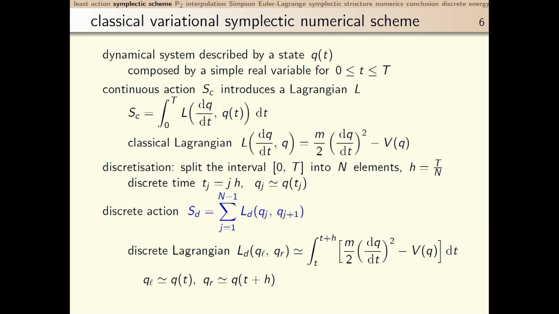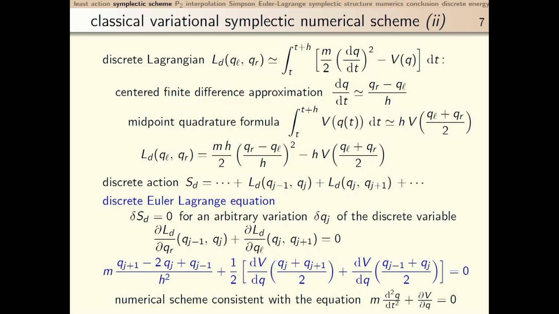The question is to consider the action with this kind of very classical Lagrangian, and the idea of discretization is to cut this action with several time steps, and therefore you have to consider this integral in time of this Lagrangian, and therefore you have at the left of the interval QL, at the right of the interval QR. What is classical is to consider that you have a P1 interpolation, and therefore the derivative is just the finite difference between these two guys divided by the time step.